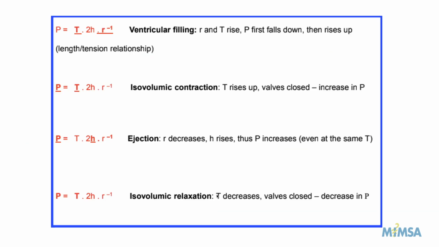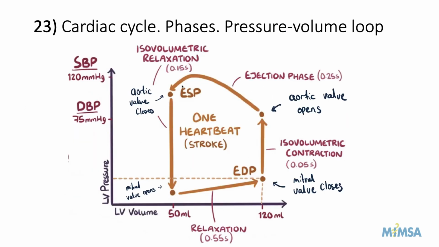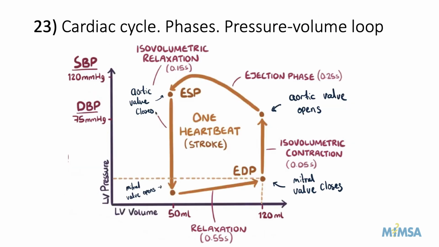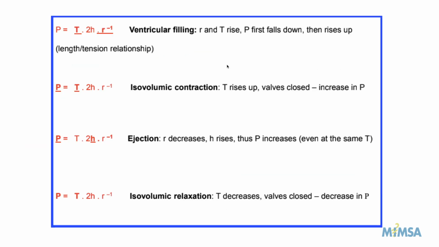And then during isovolumic relaxation, during this phase here, the aortic valve closes and the heart is relaxing, but there's no movement of blood. That's when the tension is decreasing because the heart is relaxing. The valves are closed and nothing else changes, so the pressure is decreased. So these are the differences in pressure, and this is what explains why the pressure changes the way it does in this pressure volume loop. They'll be asking you to explain this in the exam. They might also ask you a robot question on this as well.